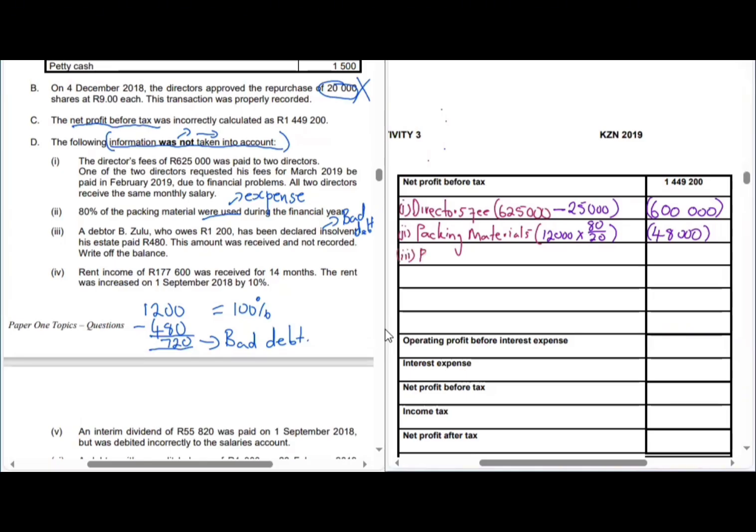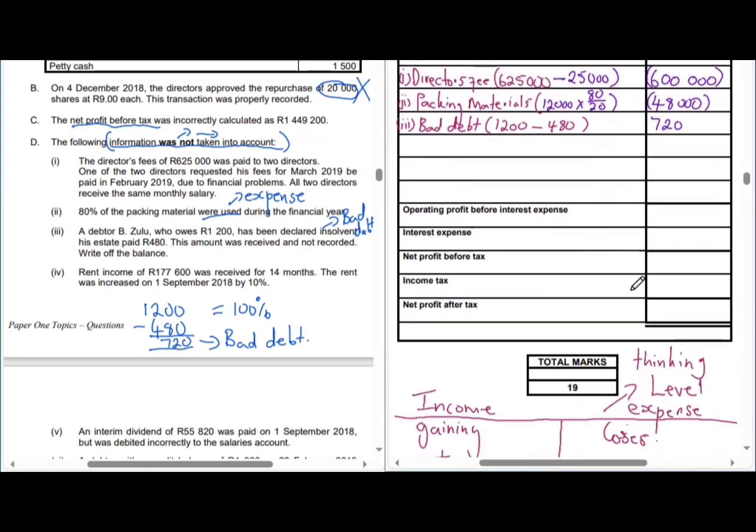It's a bad debt. It's a bad debt. And then this guy owes us 1,200 and he only paid us 480 rand, and then the remaining is 720 rand. So now we need to go to our thinking level of skill.